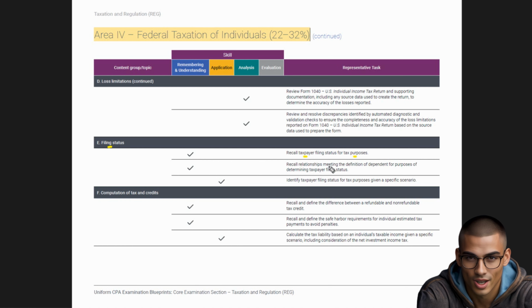You'll need to recall the relationships meeting the definition of dependent for the purposes of determining taxpayer filing status. And you'll need to identify taxpayer filing status for the tax purpose given a specific scenario. Next, we have computation of tax and credits, where you'll need to recall and define the difference between refundable and non-refundable tax credits. You'll need to recall and define the safe harbor requirements for individual estimated tax payments to avoid penalties. And you'll need to be able to calculate the tax liability based on an individual's taxable income.